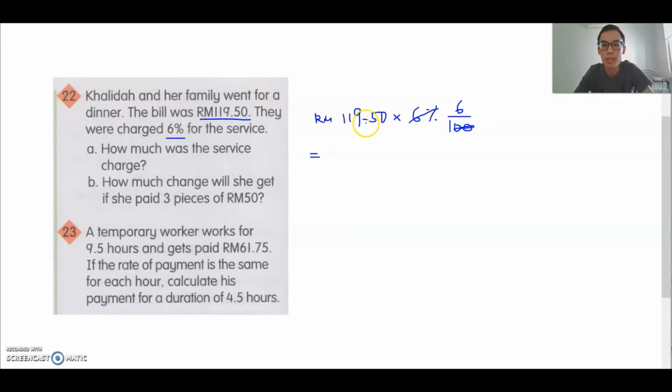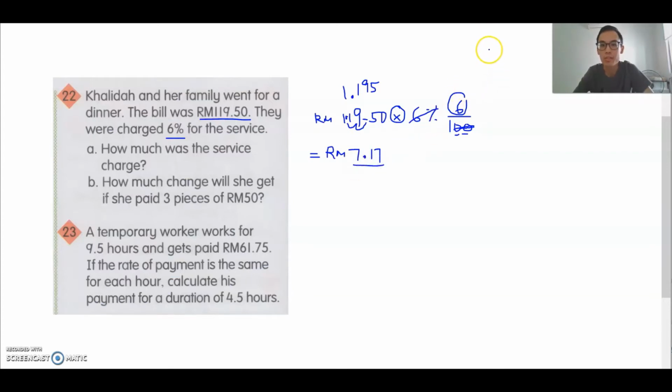Okay, here you divide 100, you just move the decimal point to the left 2 times. Why 2 times? Because there are 2 zeros in 100. So you move to the left. So this one becomes 1.195. And then you times 6. Then you get 7 ringgit and 17 cents.